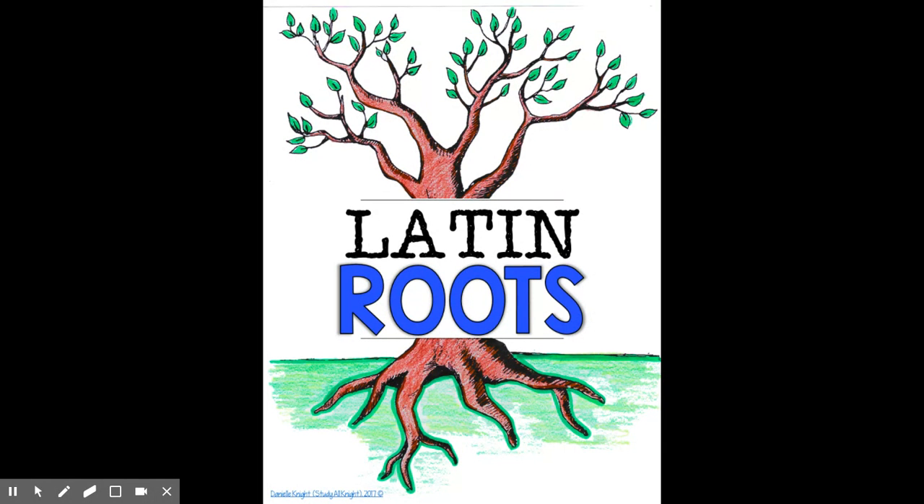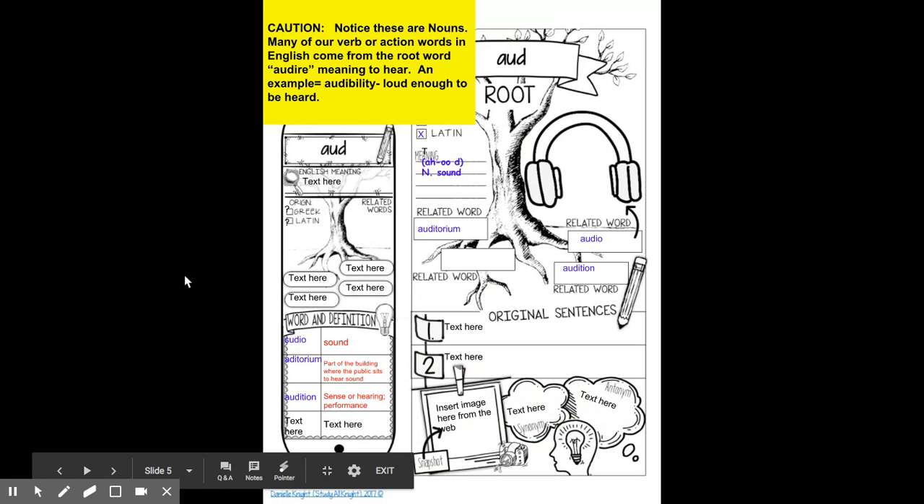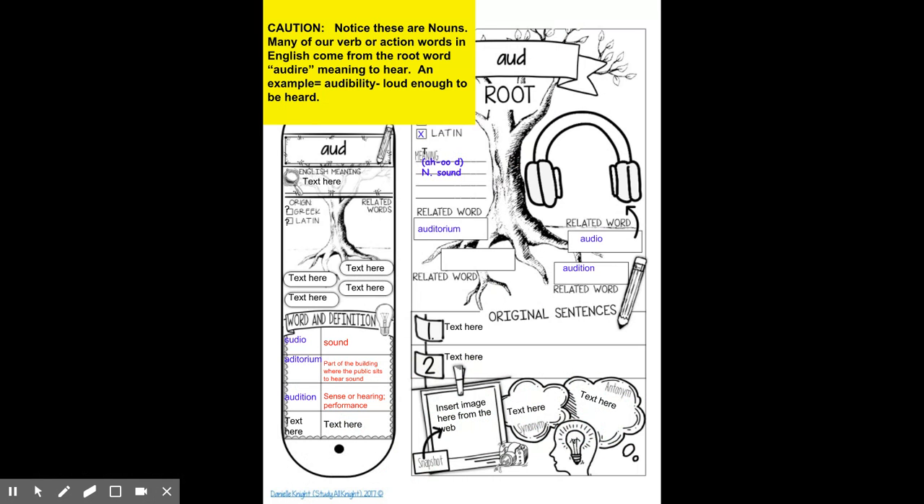First week, we probably were pretty familiar, at least with aqua. We have three this week, so let's jump in and look at what we've got. So the three we have this week are aud, bene, and be.